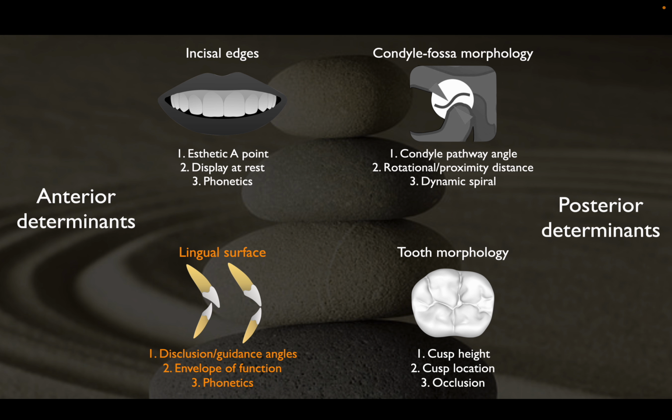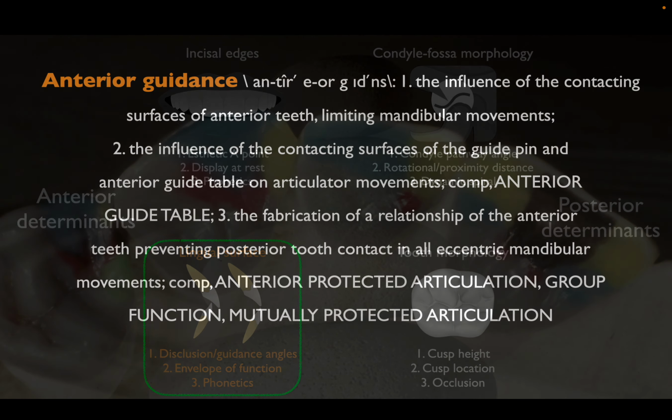Now, anterior determinants can be broken down into two parts. The aesthetics, the aesthetic A point, how long are the teeth? How much do they show? Our smile design. But what I'd like to focus on today is the lingual surfaces of our anterior teeth, because these are essential for disclusion as well as working within harmony of the envelope of function. The lingual surfaces also help with phonetics, but we're not going to go into that today. We're just going to talk about function.